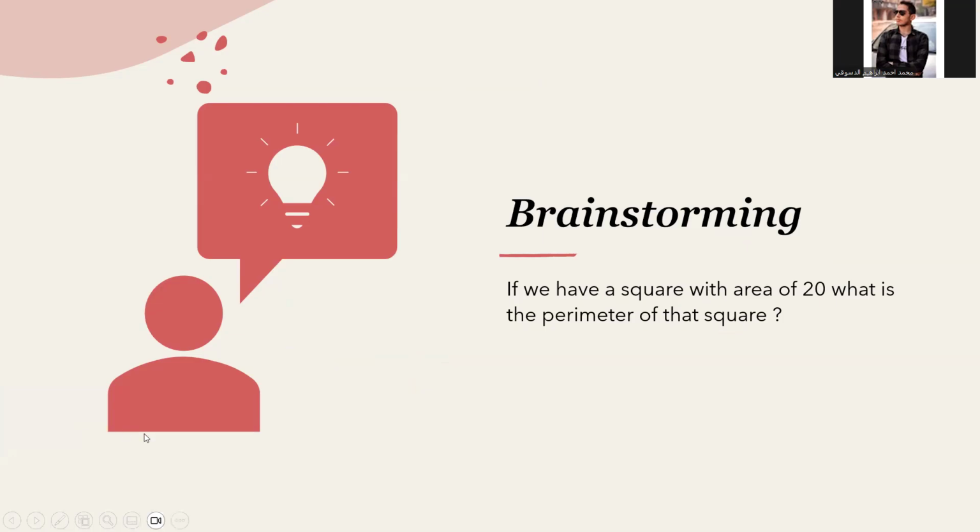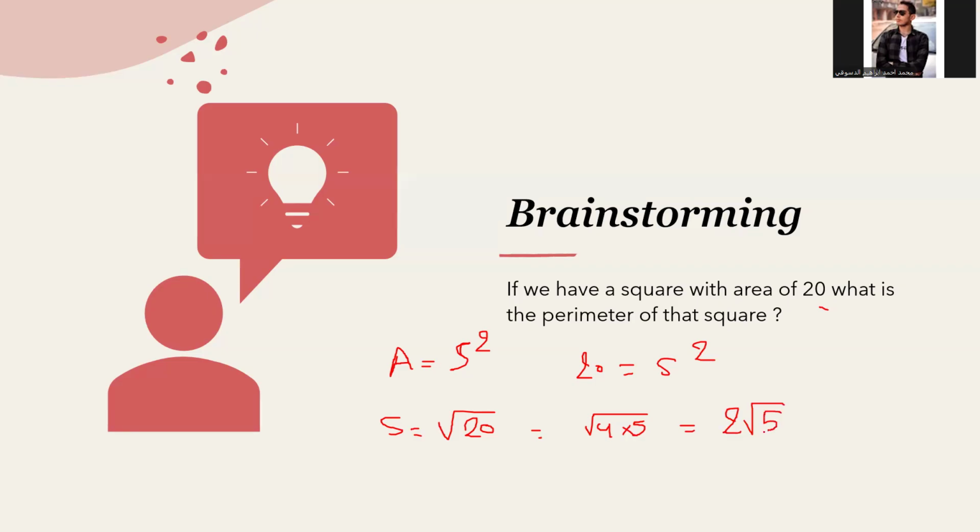He gave me the area, which is 20. So the area equals the side square. That means 20 equals the side square. That means that the side equals root of 20, equals root 4 times 5, which equals 2 root 5. So the side is now, its length is 2 root 5 meter.